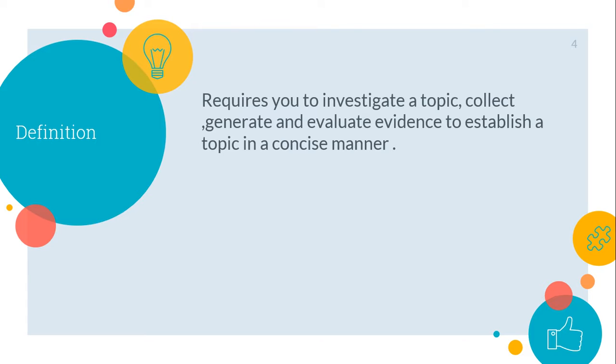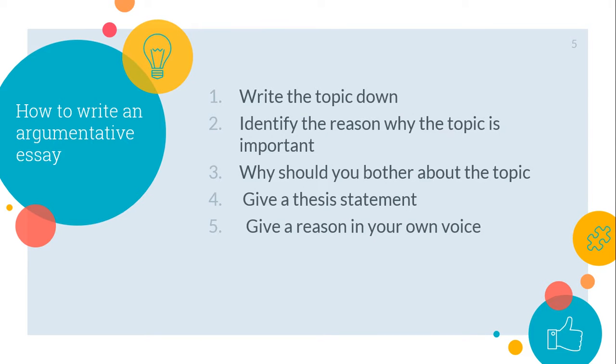It is about identifying the advantages and disadvantages of a particular topic and then bringing out the advantages and disadvantages separately, and then giving your viewpoint on why it is important, or agreeing on the advantages. How to write an argumentative essay? In an argumentative essay, you must write the topic down. You must write the reason why the topic is important. Why should you bother about the topic? You have to give a thesis statement and give the reason in your own voice.